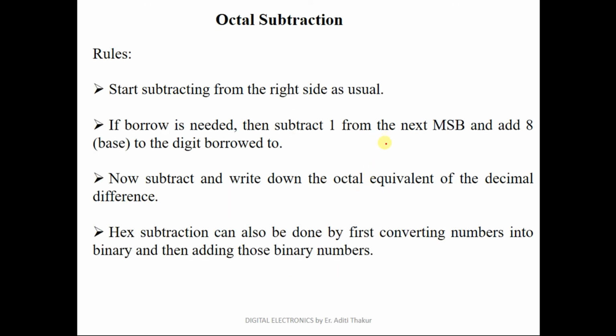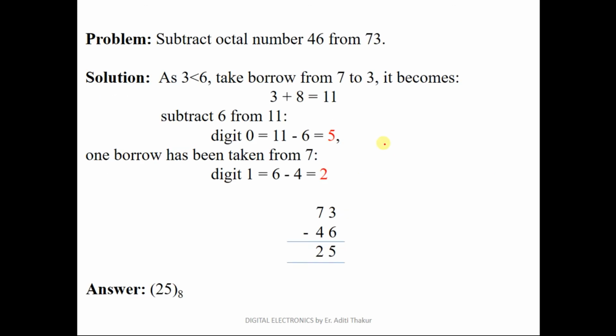Again, the rules for octal subtraction are also based on hexadecimal as well as decimal subtraction. But only for when we have to subtract a lesser number from the bigger one. But if we want to subtract a bigger number from the smaller one, for that we have to follow a complement method. So here we will do this example. In this we have to subtract 46 from 73. So let us see how it proceeds.